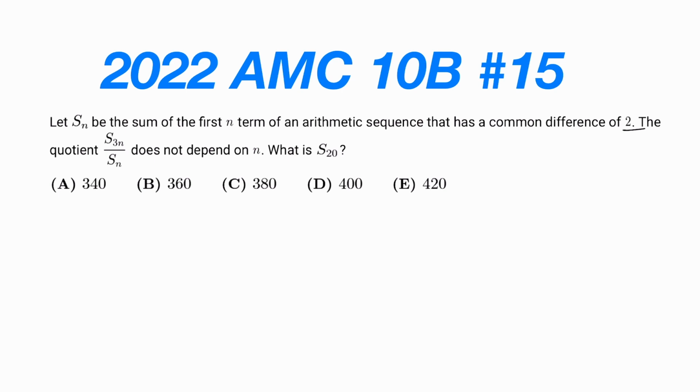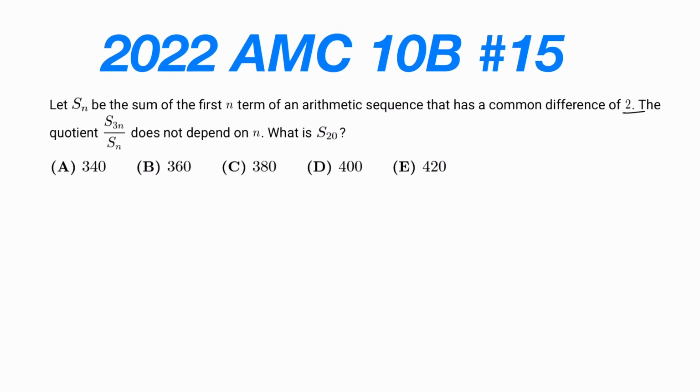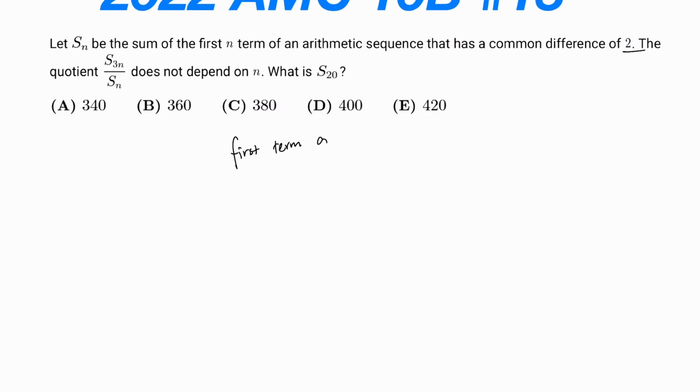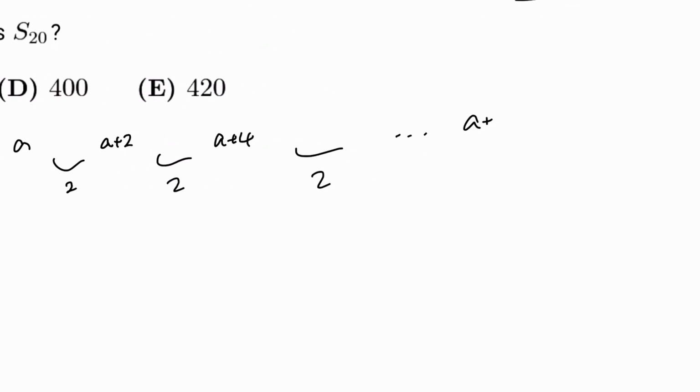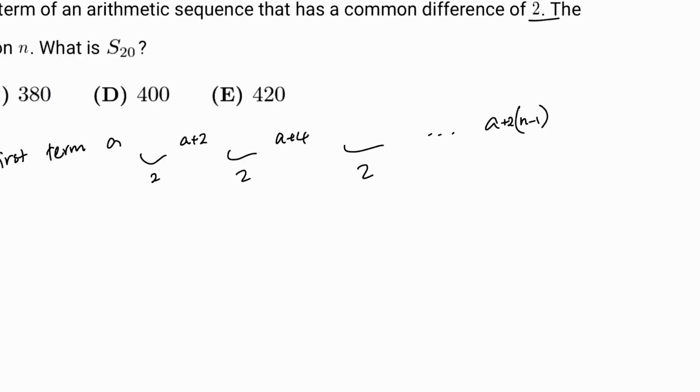So, let's think about it. The arithmetic sequence has a common difference of 2. Let's say the first term is a. Then the next term is going to be a plus 2, a plus 4, all the way to a plus... How many common differences are there? For n terms, we have n minus 1 common differences times 2 of that.